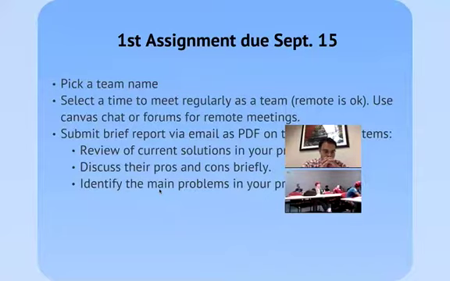Is this done individually or as a team? Everything is as a team except for the midterm exam. So it's very, very important that you work together as a team. Any other questions?